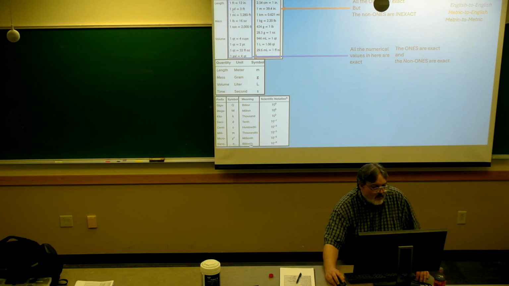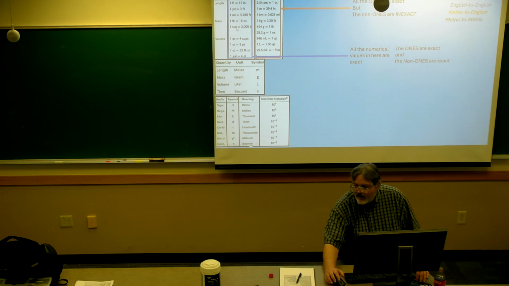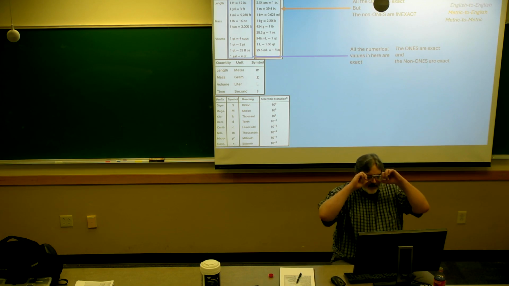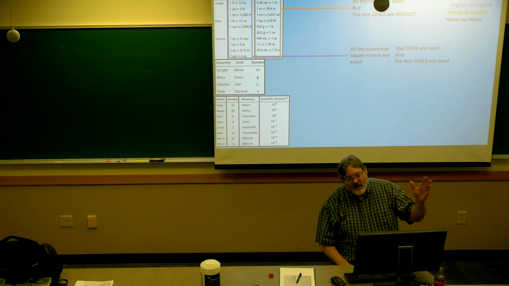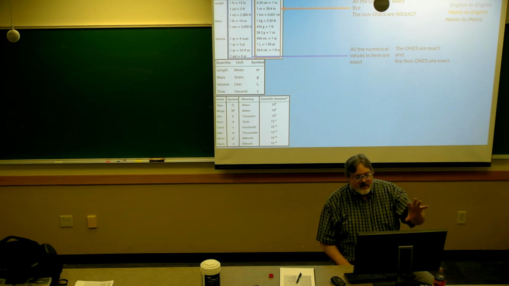My mouse keeps going away. This number is exact, this 3 is exact, this 1 is exact, this 5280 is exact. Every number in this English to English relationship chart is exact. They're perfect all the way out to infinity. See what I'm saying? Different textbooks do slightly different things, not in the English to English, it's in the metric to English. So every number in that blue box is exact, the ones and the non-ones.